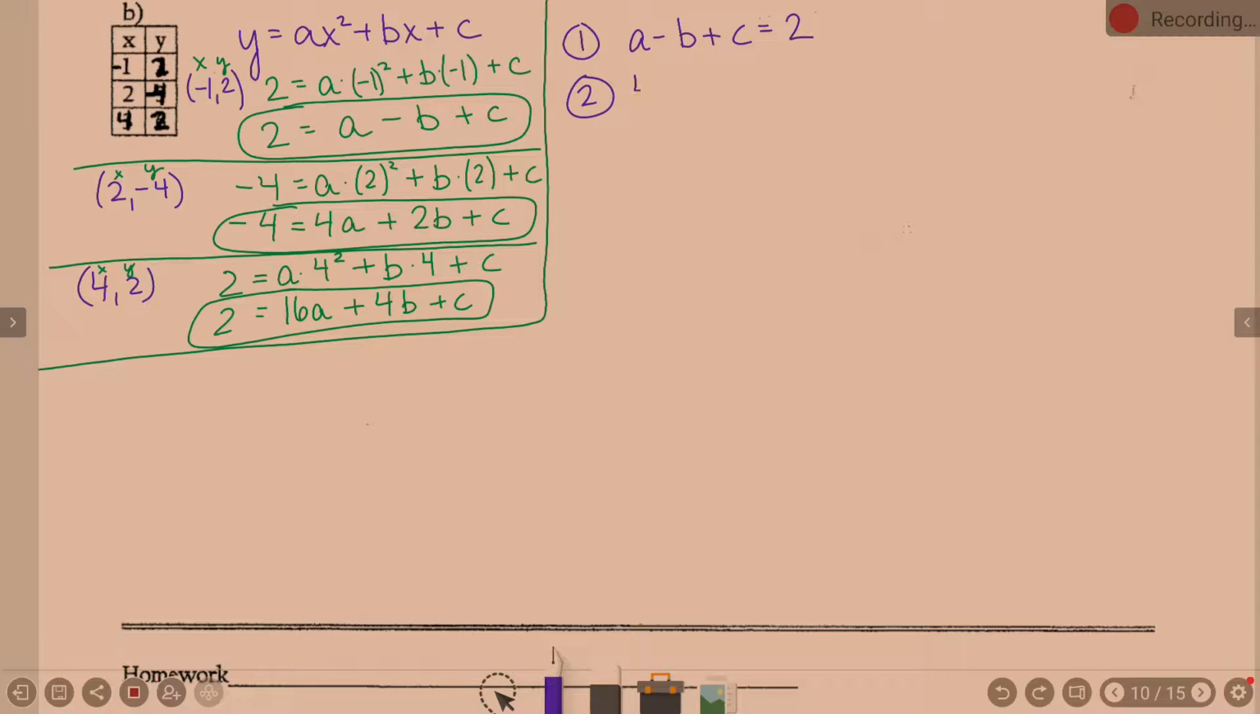Equation 2 is 4A plus 2B plus C equals negative 4. And equation 3, 16A plus 4B plus C equals 2. Okay, get those all copied over. Okay, we've got our 3 equations written.